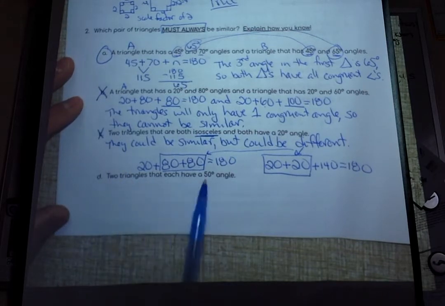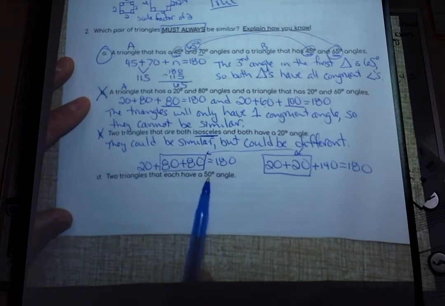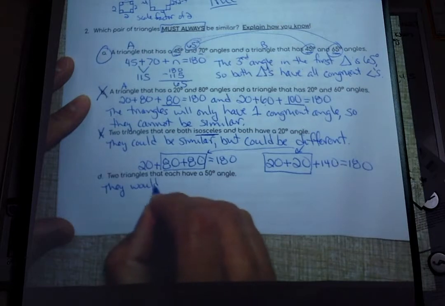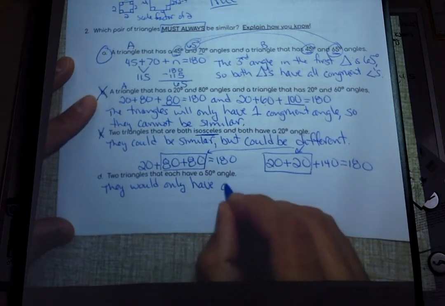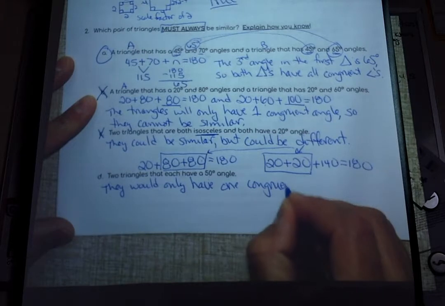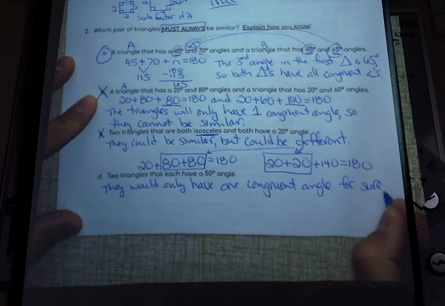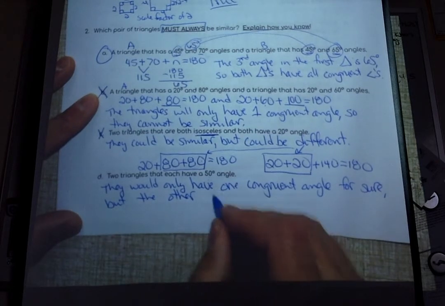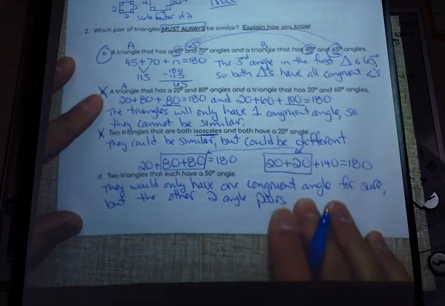D, two triangles that have a 50-degree angle. I hope you can say right off the bat, it's not going to work. So you could say they would only have one congruent angle for sure, but the other two angle pairs could be anything.